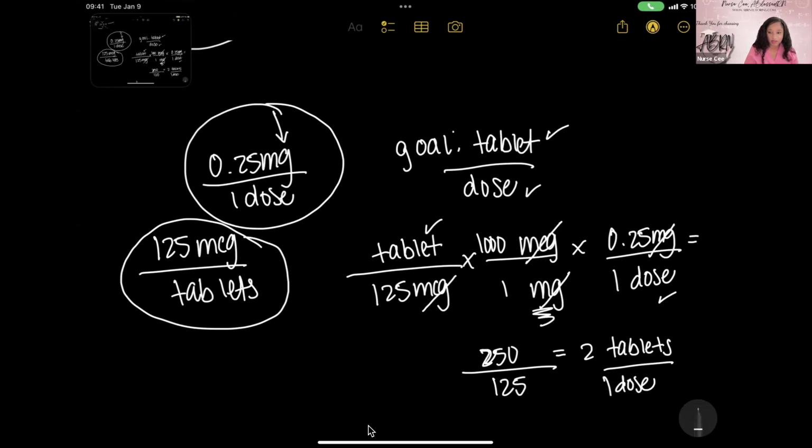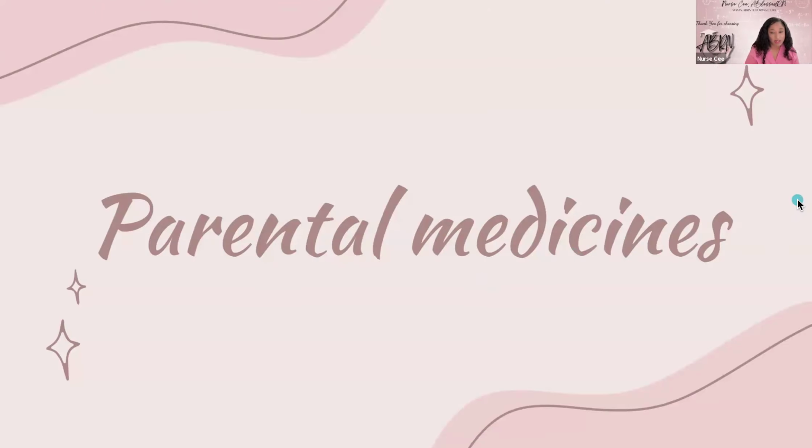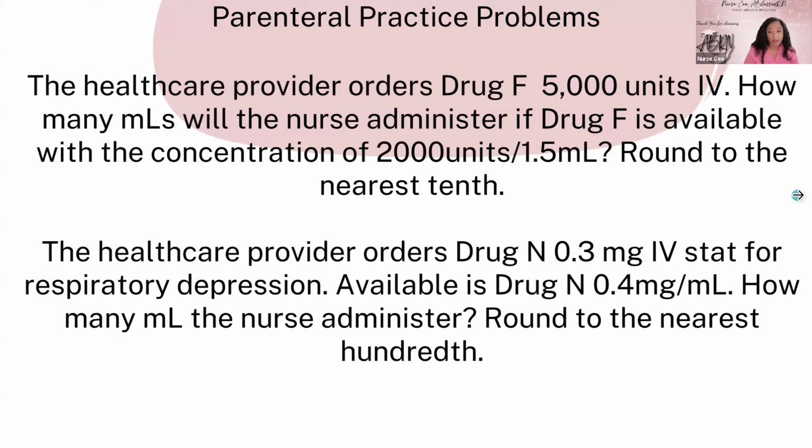So continuing on. So these are your parenteral medicines. So medicines that you would give IV, right? So the healthcare provider orders drug F, 5,000 units, IV. How many milliliters will the nurse administer if drug F is available with a concentration of 2,000 units per 1.5 milliliters? And we're going to round to the nearest tenth place, okay? So y'all let me know in the chat, what is our goal? What is this asking us to find?